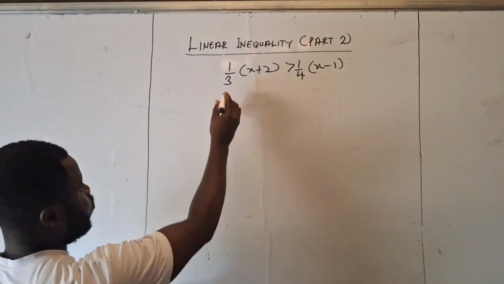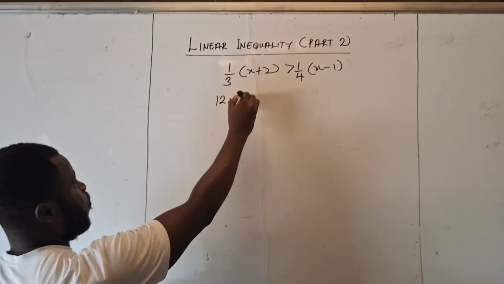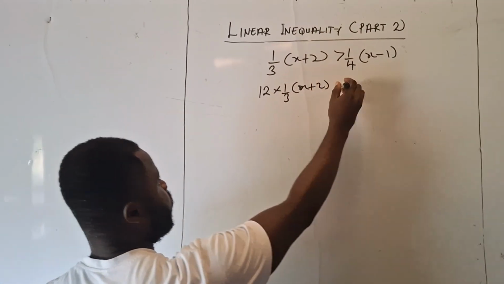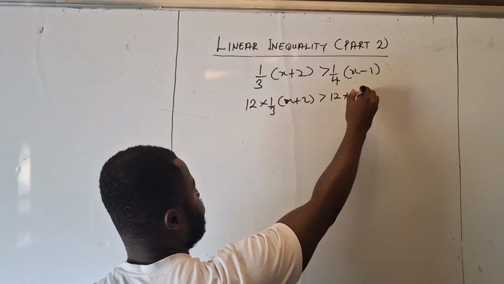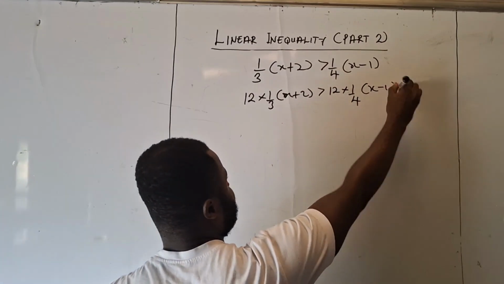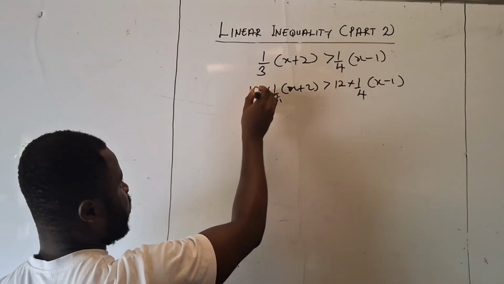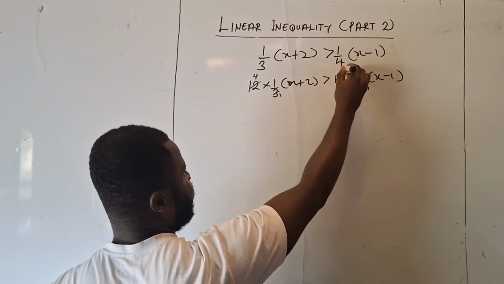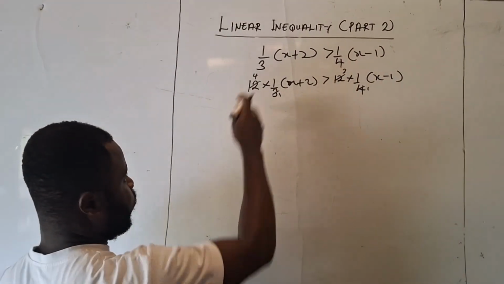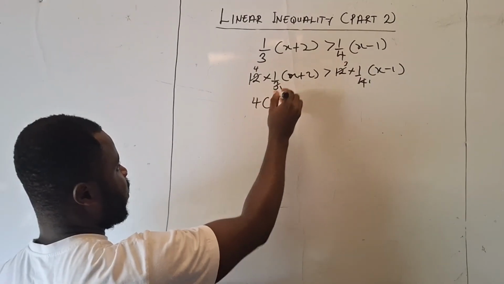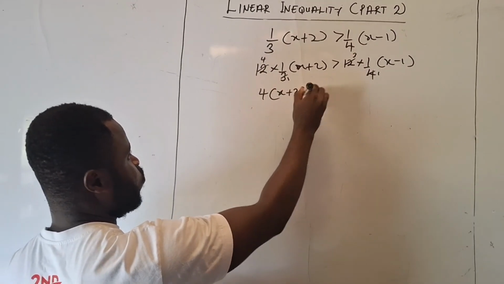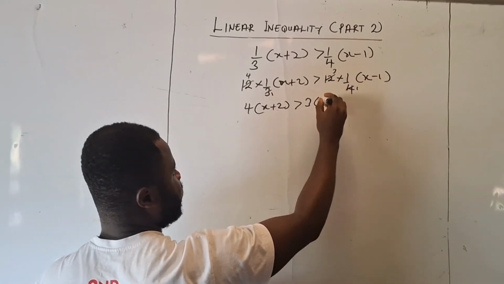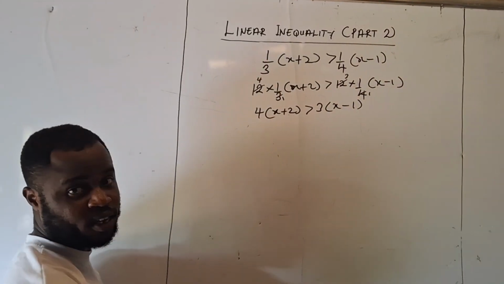So we are going to multiply here 12 by 1 on 3, x plus 2, greater than 12 by 1 on 4, x minus 1. 3 can divide 12, 4. Then 4 can divide 12, 3. Now 4 times 1 is 4, so we can introduce a bracket here, 4 times x plus 2, greater than 3 times 1, 3, then a bracket, x minus 1. Now we have eliminated the fraction.